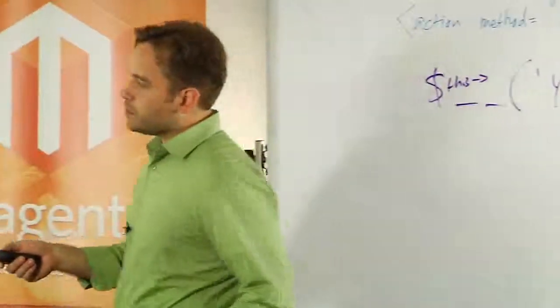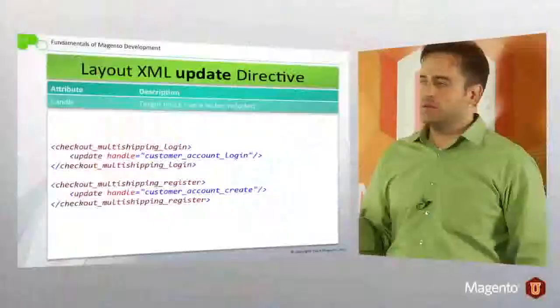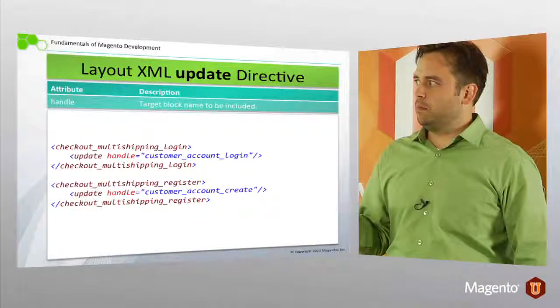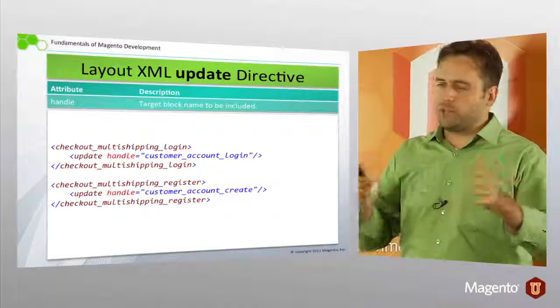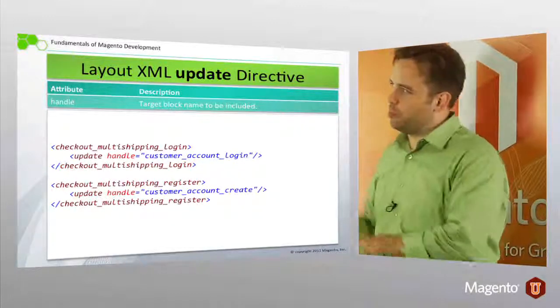Well, gosh, it kind of makes sense. Especially in the multi-shipping, so checkout multi-shipping, you want to recreate the customer account login, but you don't want to start having two identical layouts. If we started wanting to change customer account login, we'd have to go and duplicate that. So if we change it in one place, we'd have to go and change it in another place if we were doing it here.